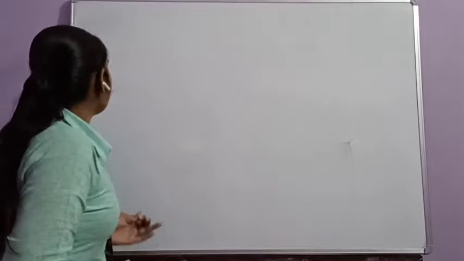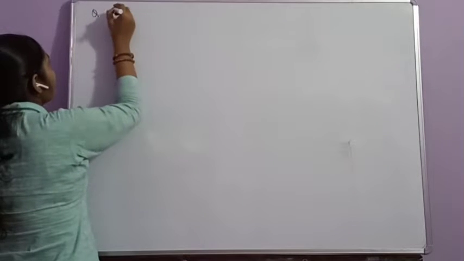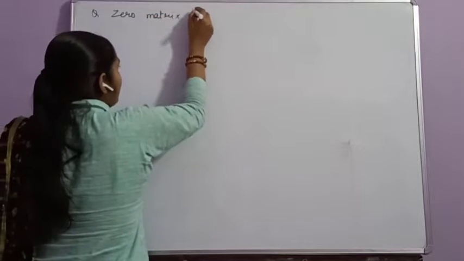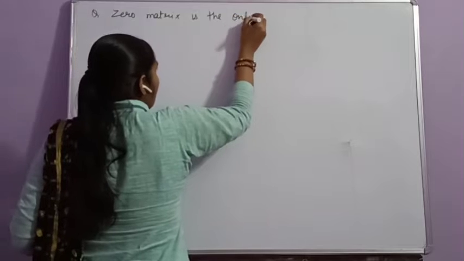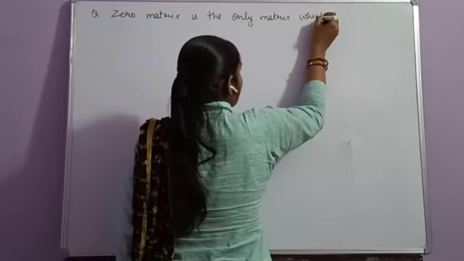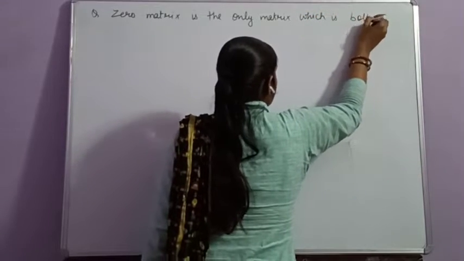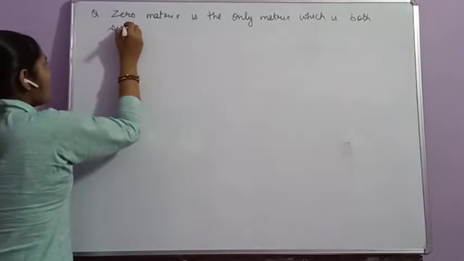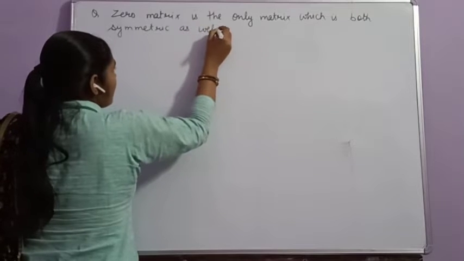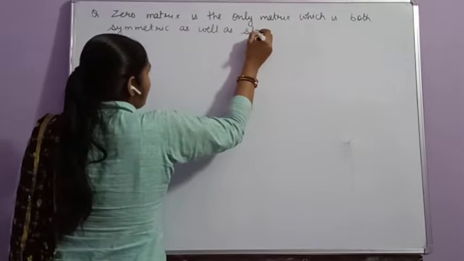Hello students, in the last video we discussed the transpose of a matrix, symmetric and skew symmetric matrices. Now we have to prove that the zero matrix is the only matrix which is both symmetric as well as skew symmetric.